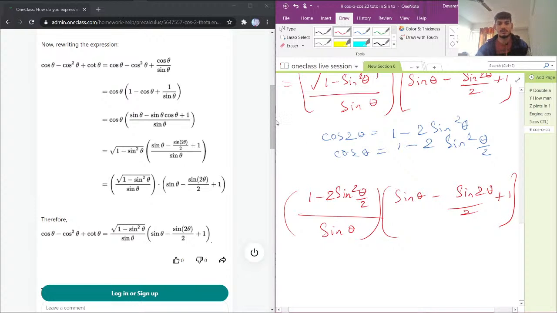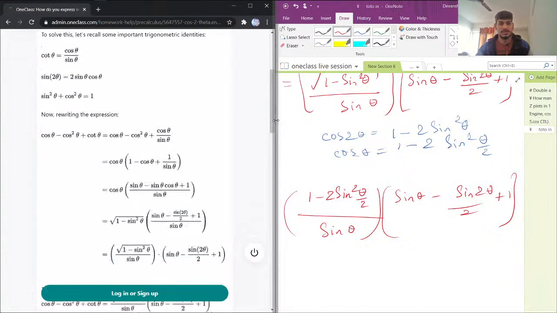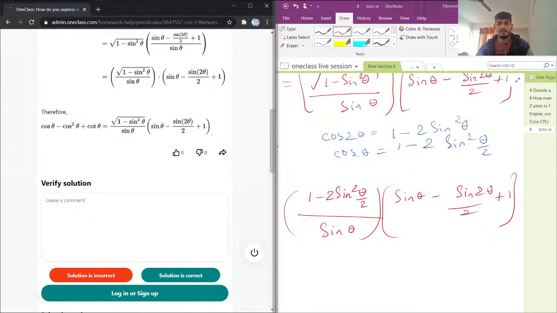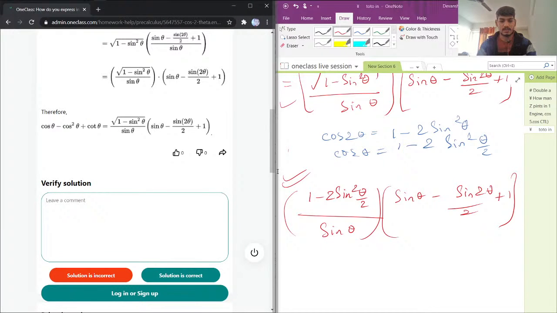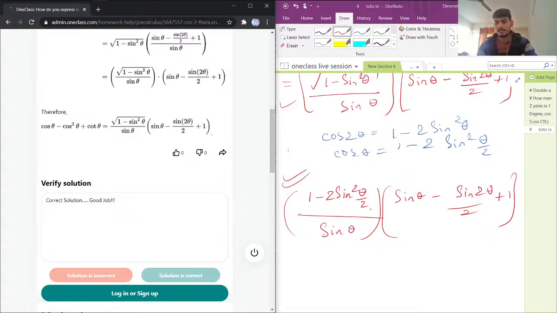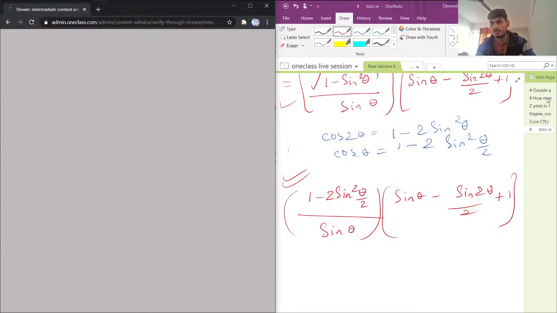So the end goal is to convert the whole question in terms of sine only. We can convert it in any way. This form is also correct, and so the solution is correct. Good job. Solution is correct. This was question 6.